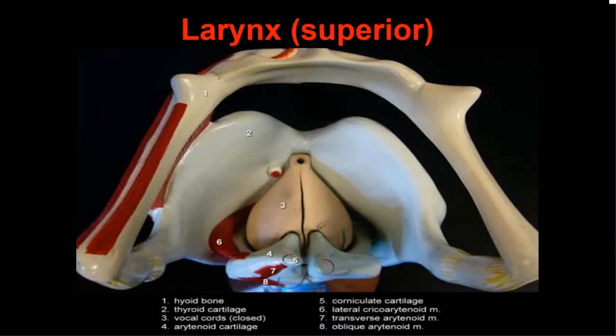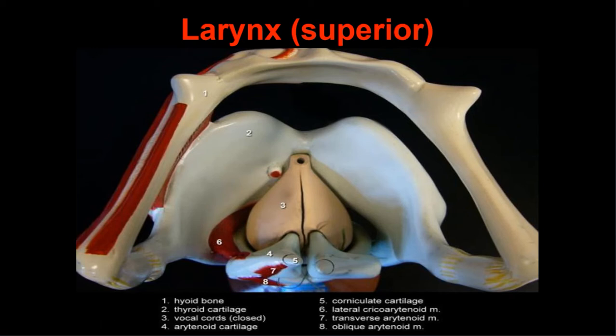So this is the superior view of the larynx. If you see the larynx from above, you can see these structures. Again, the hyoid bone. Second one is the thyroid cartilage, vocal cords, arytenoid cartilage, corniculate cartilage, lateral cricoarytenoid muscle, transverse arytenoid and the oblique arytenoid.